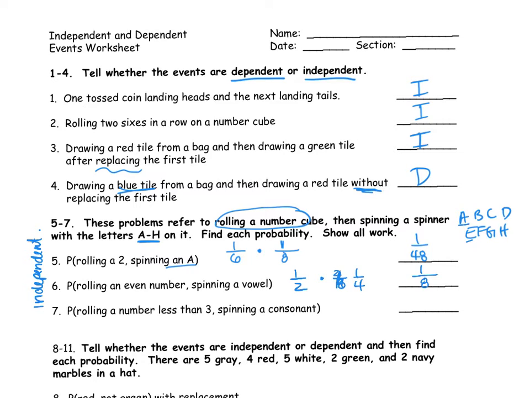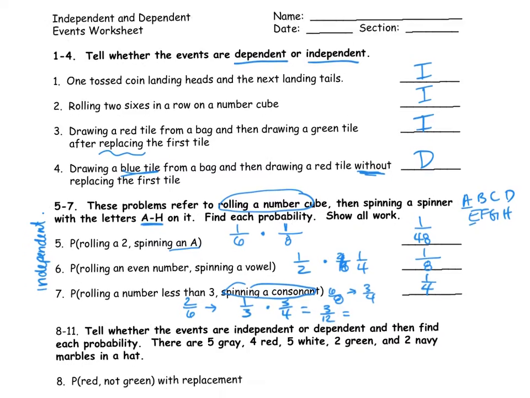All right, number 7, rolling a number less than 3, and then spinning a consonant. So rolling a number less than 3, that's 2 out of the 6, which simplifies to 1/3, and then spinning a consonant. So everything that's not a vowel would be 1, 2, 3, 6 out of 8, which simplifies to 3/4. So we'll do times 3/4 down here. And we get 3/12, which simplifies to 1/4.